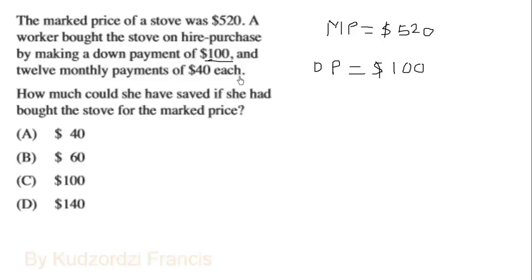Now at the end of the 12 months, the payment in installments will be equal to the base $40 every month. So in 12 months he is going to pay 12 times 40, which is equal to $480.